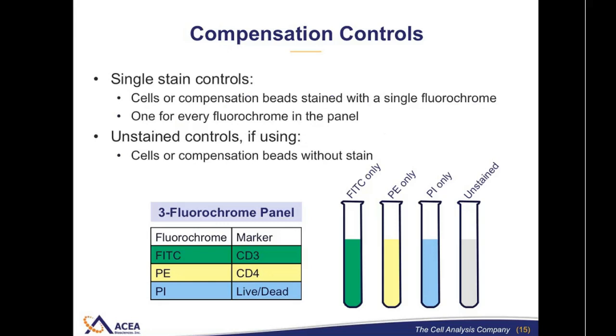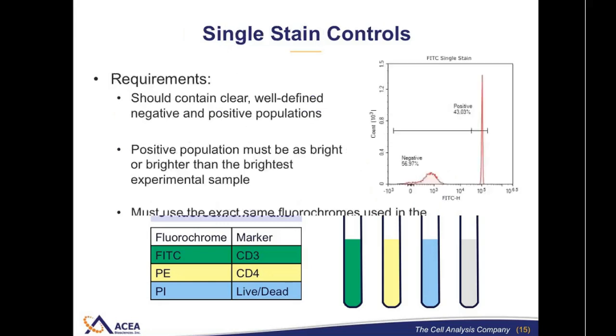And the basic premise behind them is that there are beads that will bind everything, and there are beads that will bind nothing. So if you create a mixture of them and then add a single fluorochrome conjugated antibody that will bind to the bead type, then you've created a single stain control. And in addition, you can also have an unstained sample if you're going to be using that.